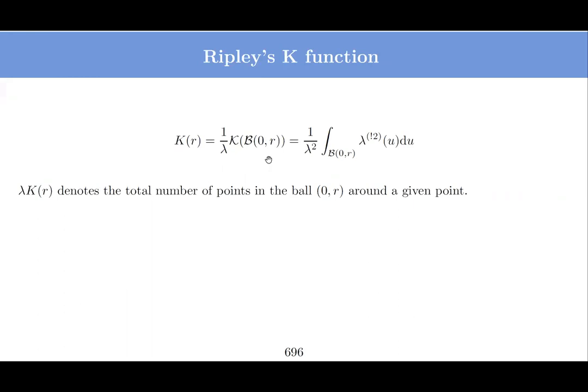Noting that K(B) can depend on the second-order moment, this is also given as 1 upon lambda square, times the second-moment density integrated over the ball. Now lambda K(r), if you look at it, denotes the total number of points in the ball around 0, or around a given point, conditioned on there being a point there.